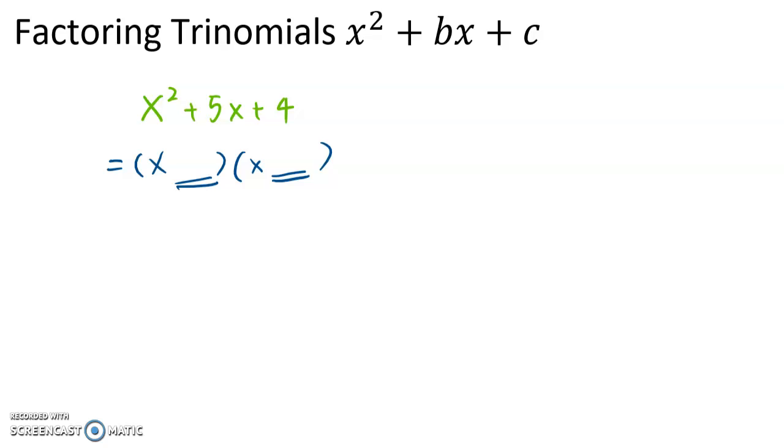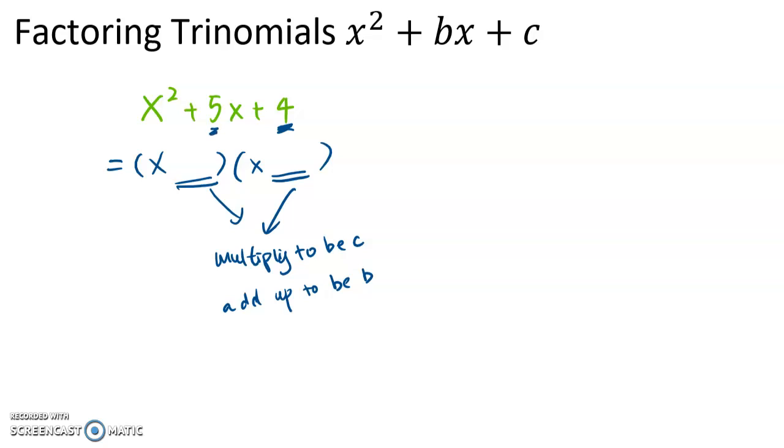Well, those two numbers multiply to be c and add up to be b. Okay, so that means we need to find two numbers that multiply to be 4 and add up to be 5. So let's look at 4. We want to factor 4. How can we factor 4?